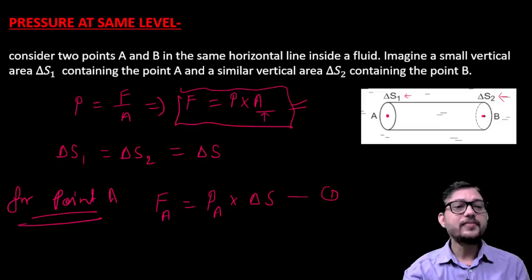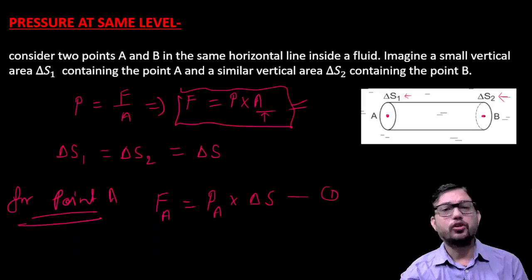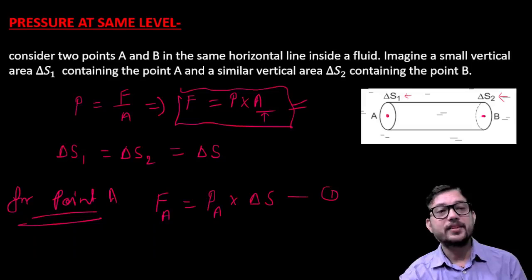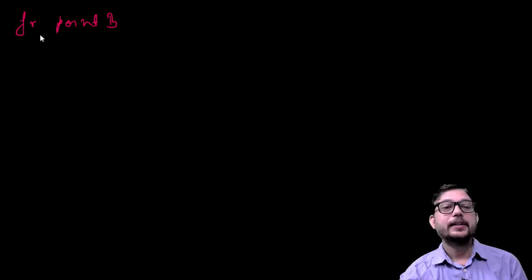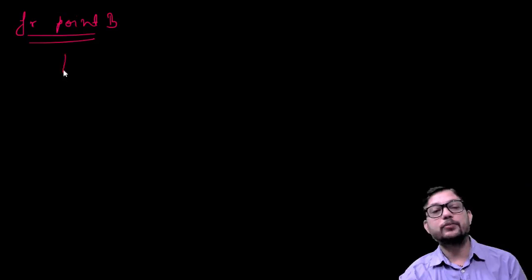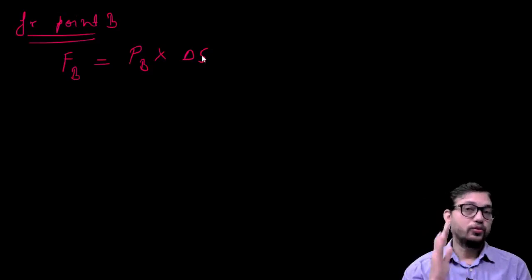Similarly, if we talk about point B, then again using the same formula, FB will be the pressure at point B into delta S.